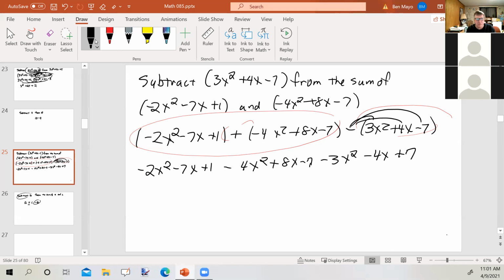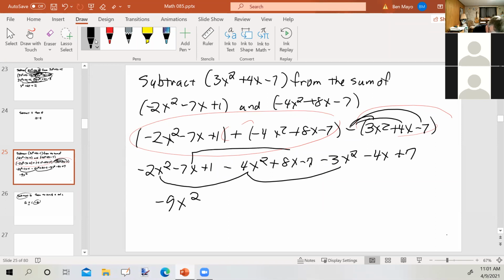Now that I've gotten rid of all the grouping symbols, I can combine like terms. Negative 2x squared minus 4 more x squared would be negative 6x squared, minus 3 more x squared would be negative 9x squared.